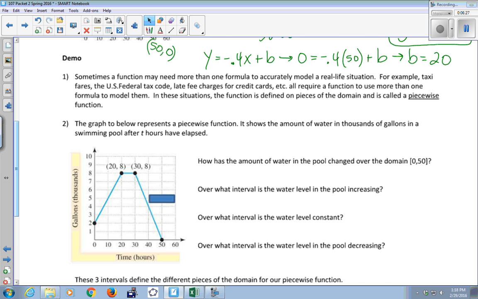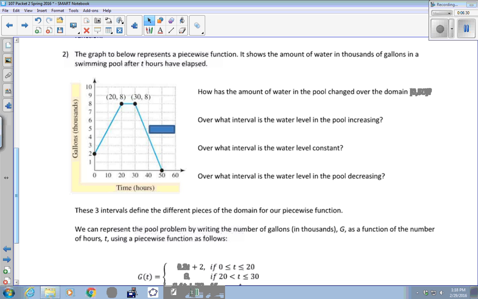So here's an example where this graph that we were just working with represents the amount of water in thousands of gallons in a swimming pool after t hours have elapsed. I've added some labels to my x and y axis. My x axis is now time in hours. Y axis is thousands of gallons in the swimming pool. So if I'm just looking at the domain 0 to 50, from 0 hours to 50 hours, what has happened to the amount of water in the pool in that time? Increased, leveled off, and then dropped. Yep.